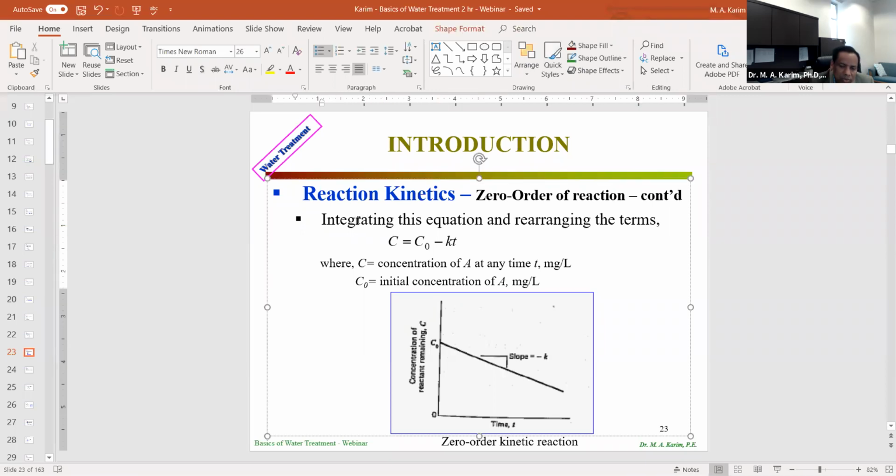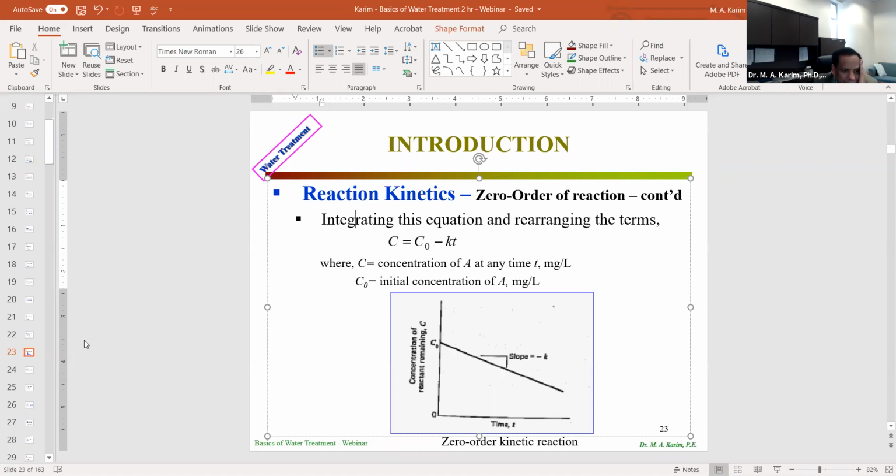Now, why do we use it? In certain cases in environmental engineering, I have seen that it's of very minimal use. But for the purpose of understanding it, we are discussing it. The one that is widely used is the first order kinetics. So first order kinetics would be the main one.